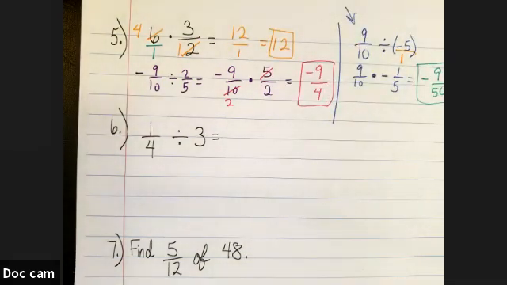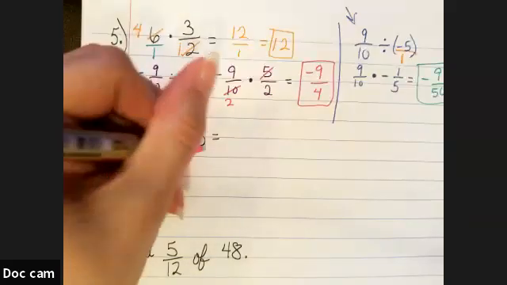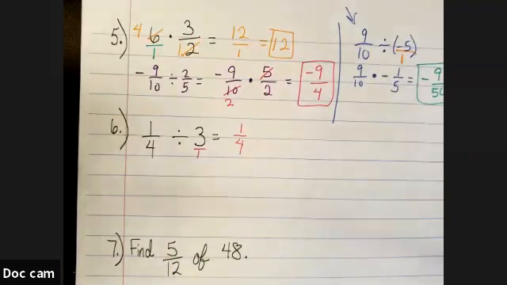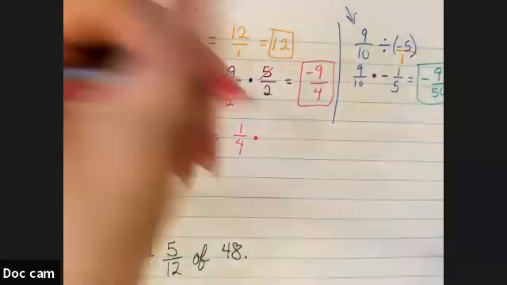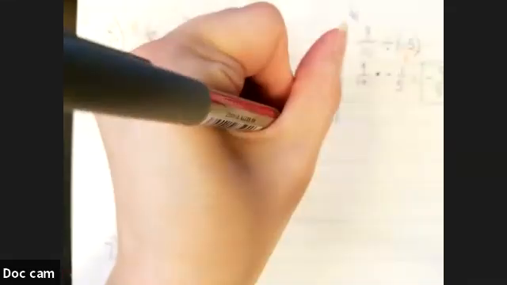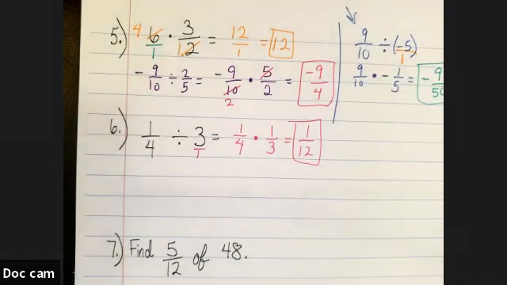Okay, I'll go ahead and do number 6. 1/4 divided by 3. So 3 is the same thing as 3 over 1. So I'm going to turn this into 1/4 multiplied by 1/3. And there's nothing we can reduce, so we just multiply straight across. So that equals 1/12.